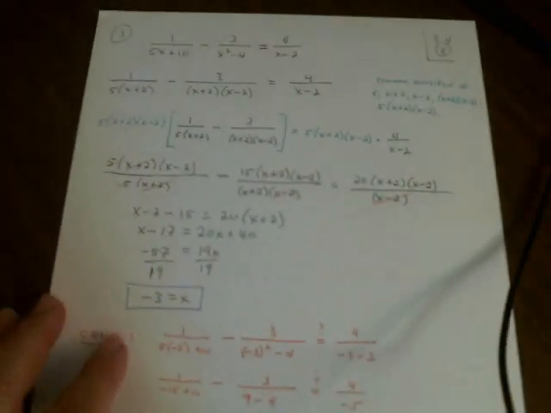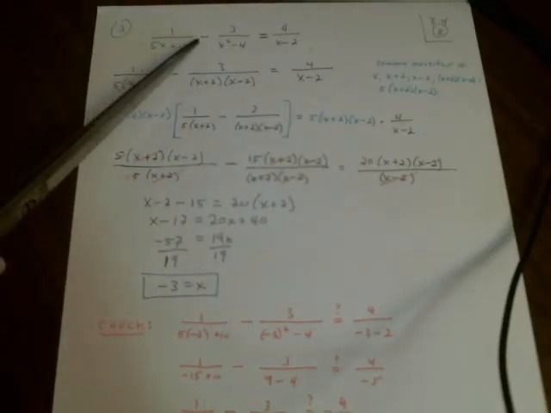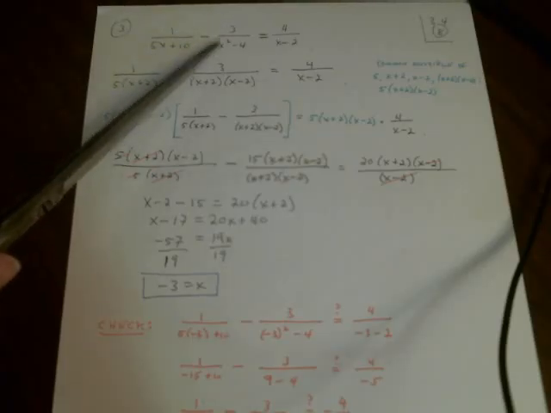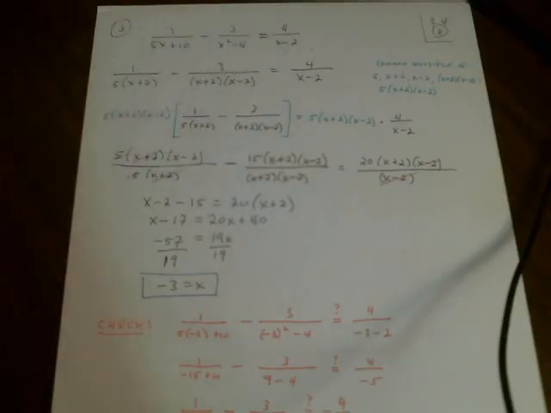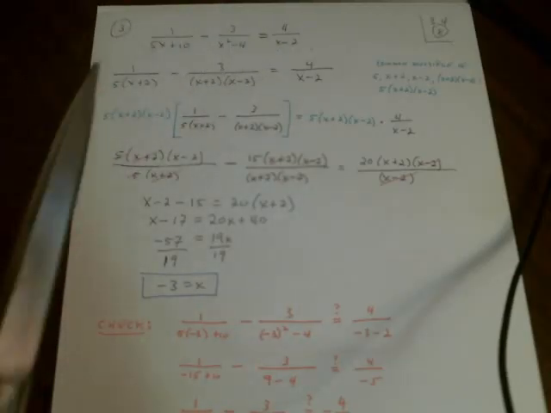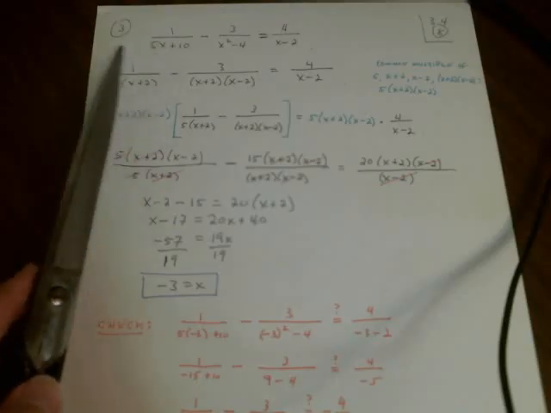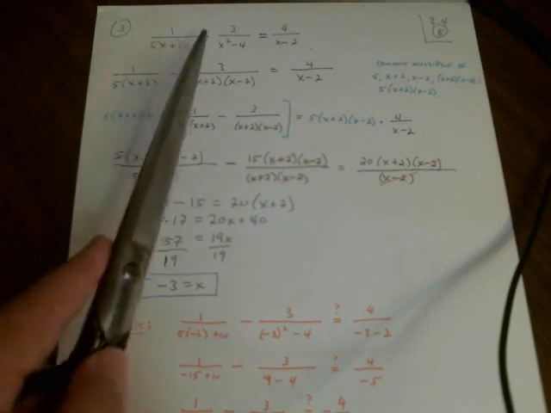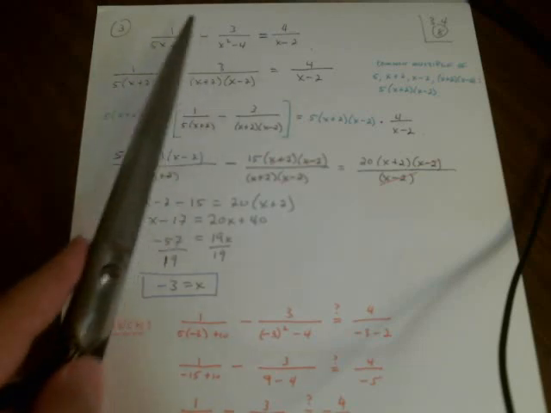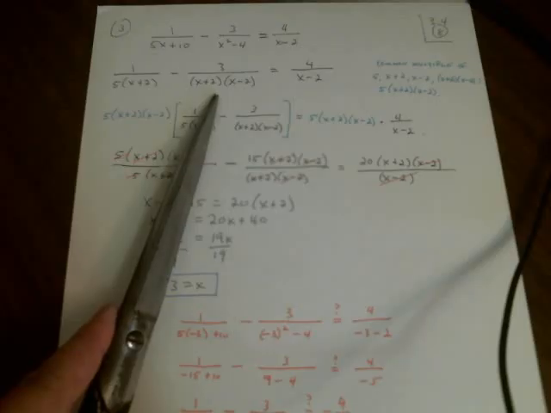So here we are right here. Let's see. So number 3. 1 divided by 5x plus 10 minus 3 divided by x squared minus 4 equals 4 divided by x minus 2. Now, we have some factoring to do in terms of the denominators. Here, 5x plus 10 is subject to greatest common factor principle. x squared minus 4 is a difference of squares. Therefore, it equals x plus 2 times x minus 2.